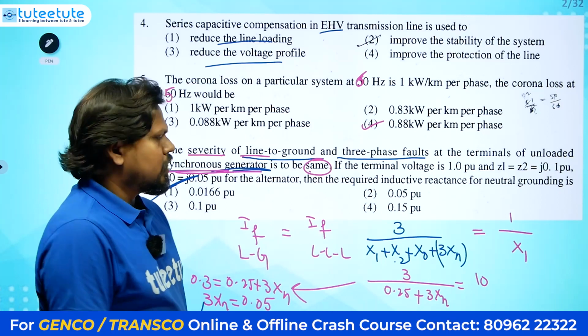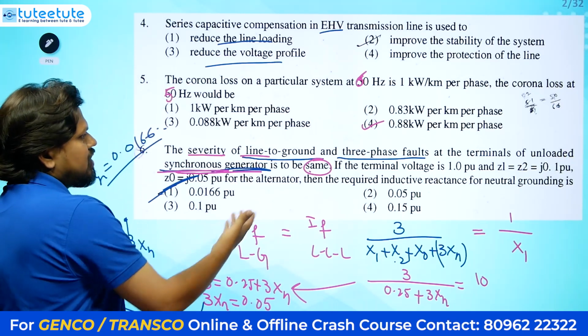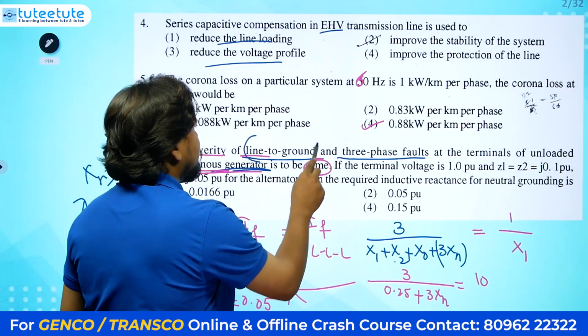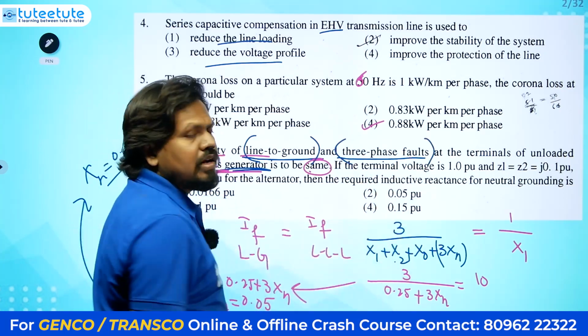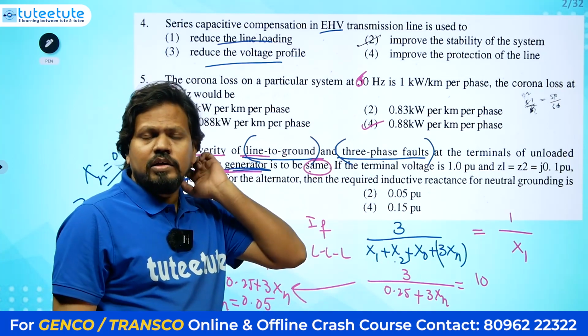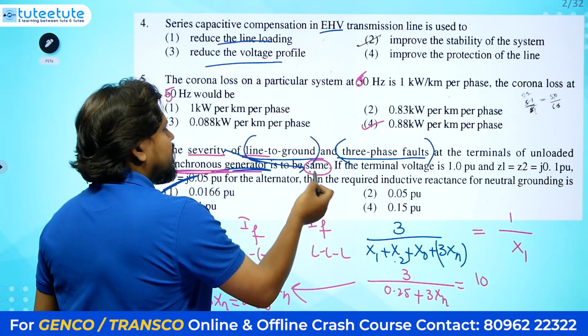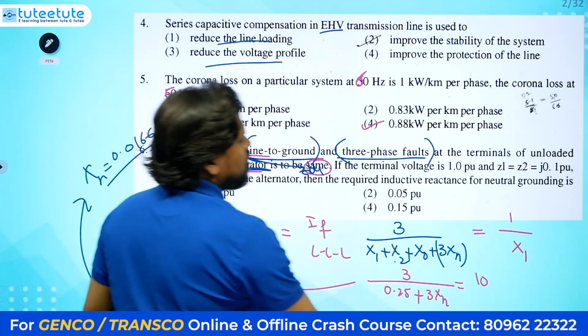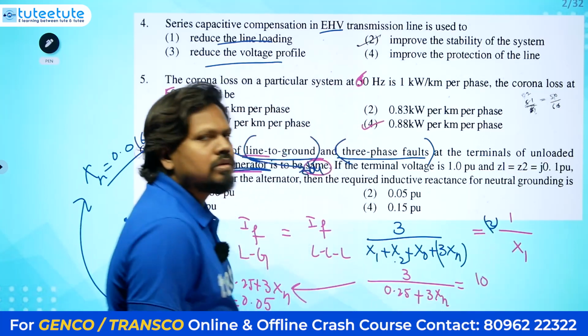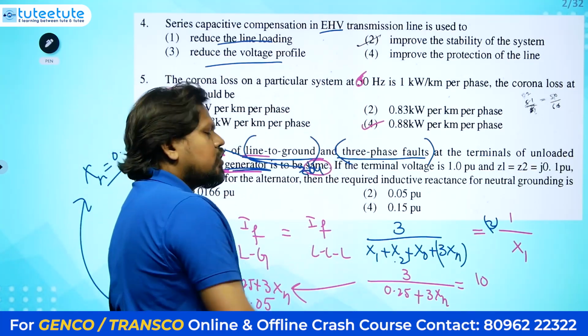Like this, understanding. They may not be asking the same kind of fault. If they ask about an LL fault or LLG fault, which is different, and the fault current value is the same, or if they have mentioned double, then you have to double this one like that. According to the problem, you need to solve that one.